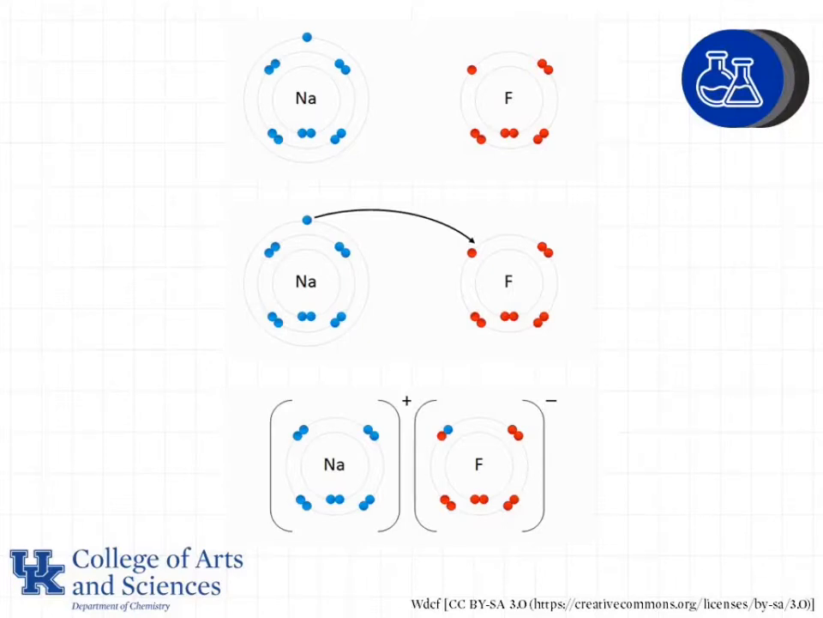So sodium gives up its 1 electron from its valence into fluorine's valence shell. And now both sodium and fluorine will have 8 valence electrons. Sodium will have formed a cation with a +1 charge. Fluorine will form an anion with a -1 charge. And because of those opposite charges, they will then be attracted to one another and form what we call an ionic bond.